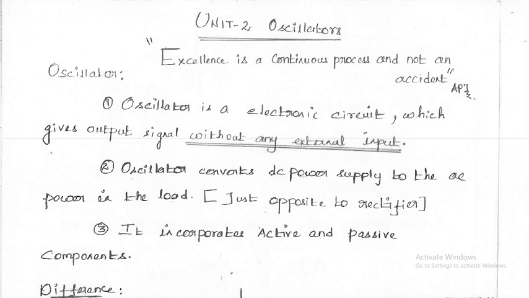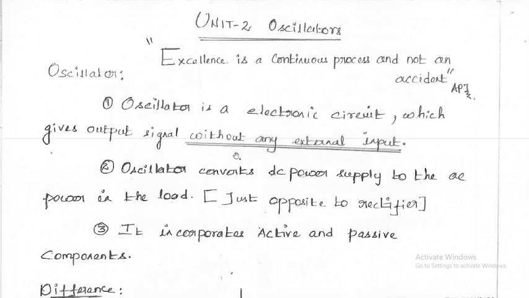First of all, what is meant by an oscillator? An oscillator is an electronic circuit which gives an output signal without any external input. That is, for an oscillator, there is no need to give an input. Very importantly, it is a circuit which produces continuous waveforms at its output with only the DC supply voltage as an input. So the only input is the DC supply voltage. The oscillator converts the DC power supply to AC power in the load. So it is the reverse concept of the rectifier, just the opposite of the rectifier.